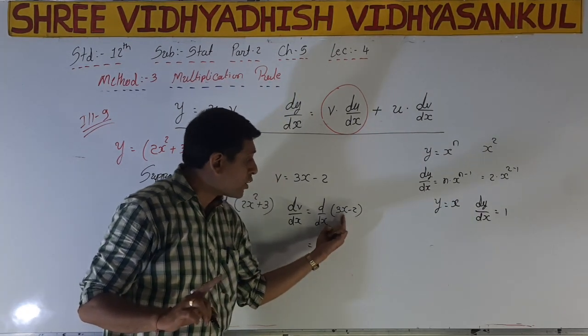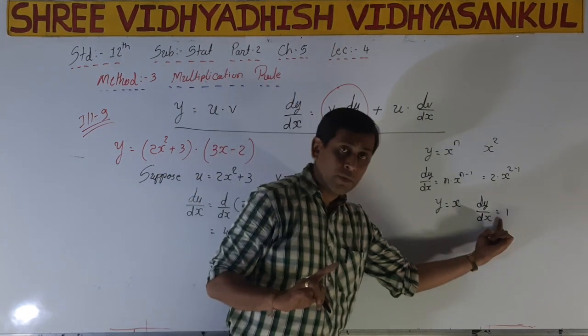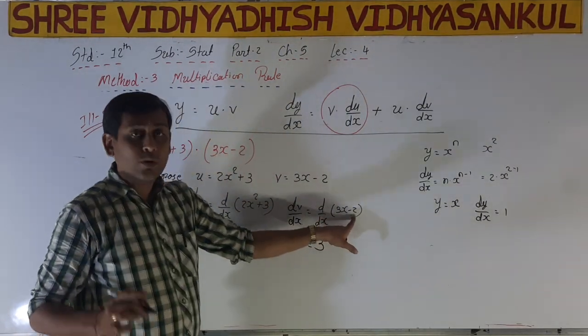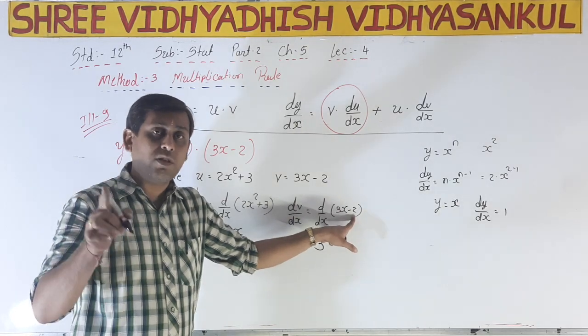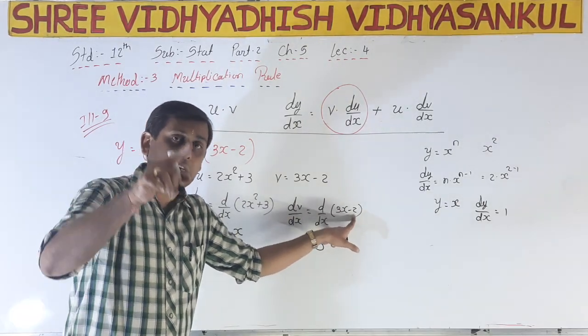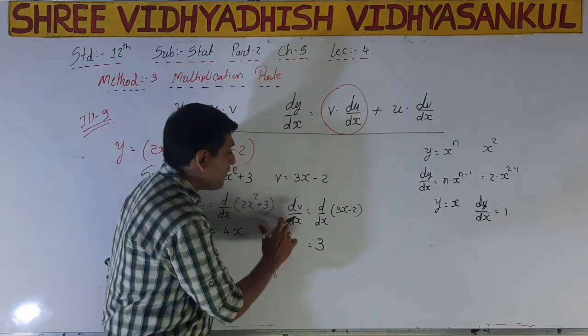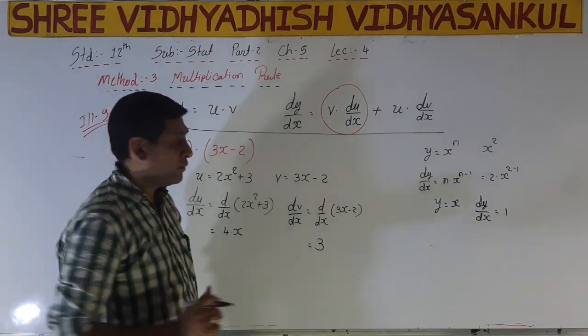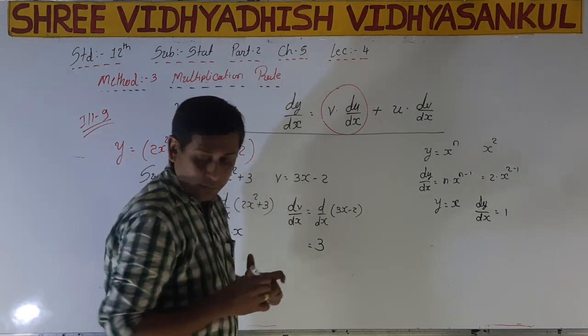So what is the differentiation of this x? It is 1. So 3 into 1, so the final answer is 3. 2 is the constant. So what is the differentiation of a constant? It is 0. So here dv by dx of 3x minus 2 is 3 only. From here we have to write that.